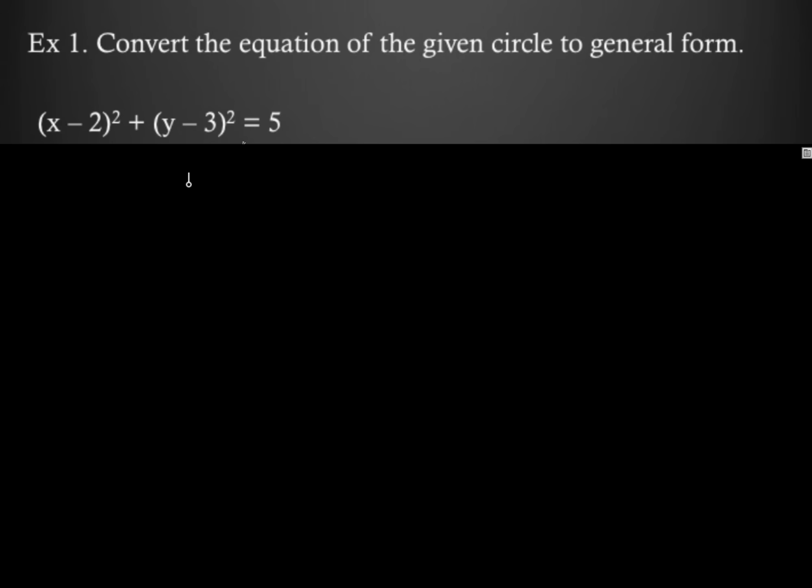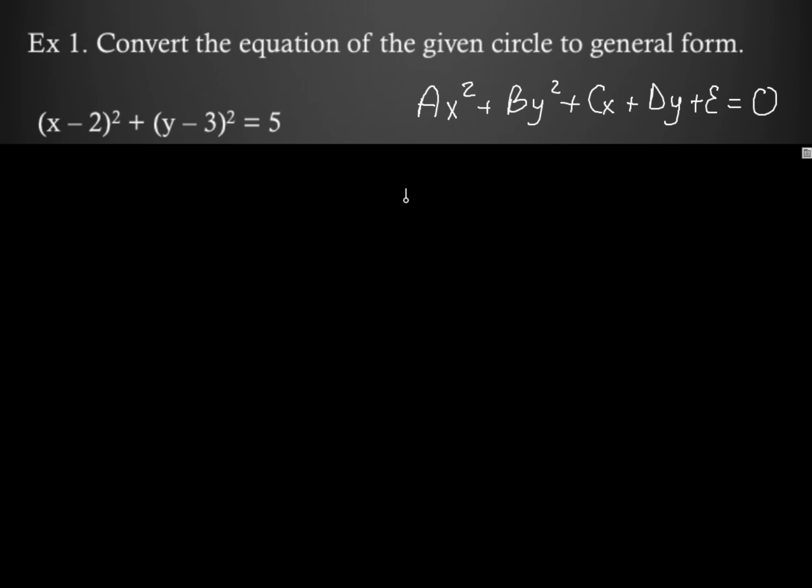For this example, we're going to take this quantity x minus 2 squared plus quantity y minus 3 squared equals 5. And what we've got to do is change that so that when we're done, we've got ax squared plus by squared plus cx plus dy plus e equals 0. So we've got to get it into that form.